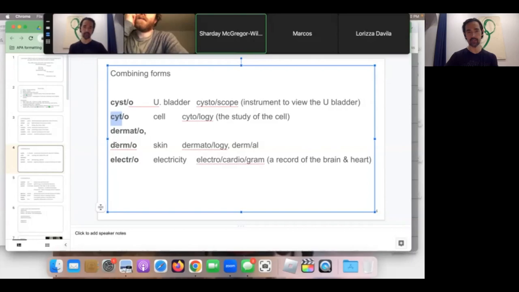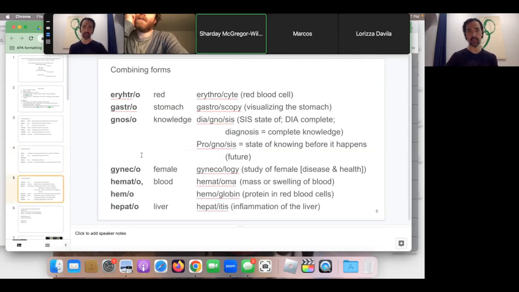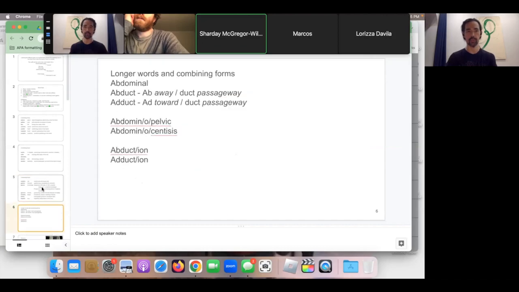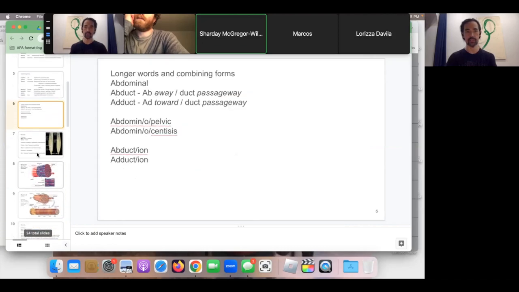Dermato, skin, also called dermo, derm or dermat. And then electro for electricity. Erythro for red. Gastro for stomach, noso for disease. Gynec and gyneco for female, hemato for blood, hemo for blood, hepato for liver. I think that's all I had the patience to go into.